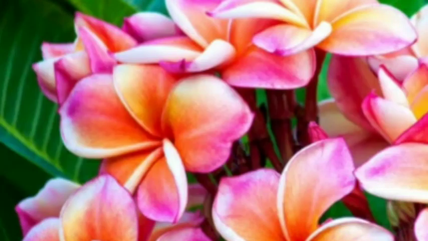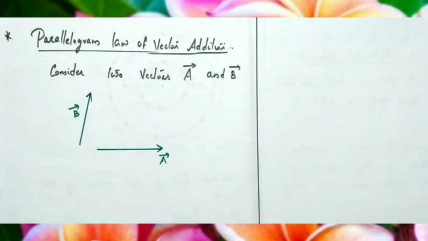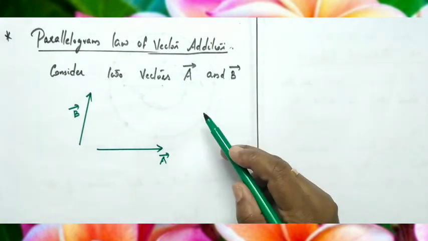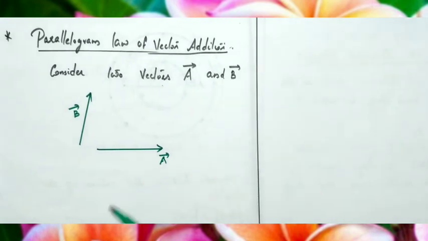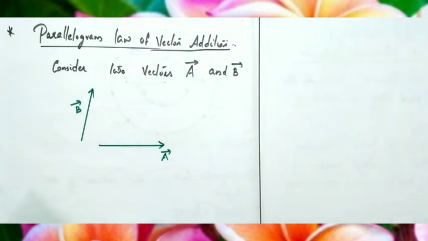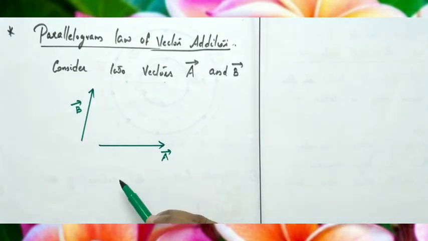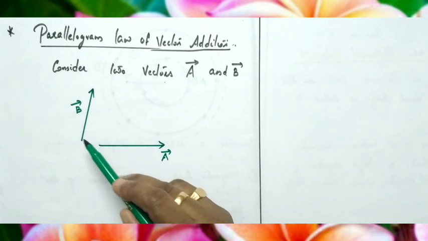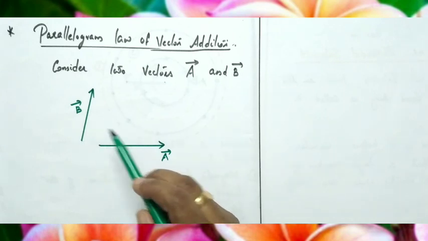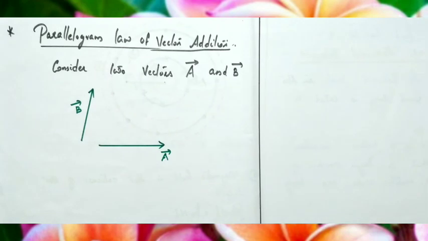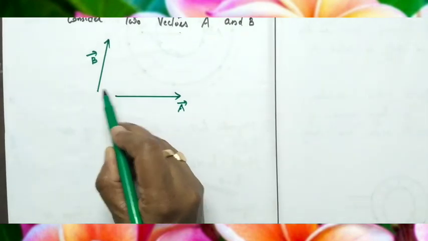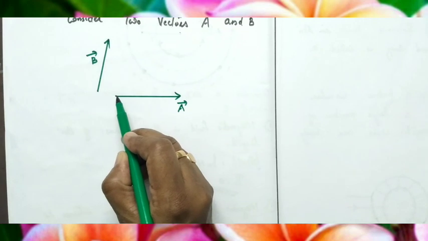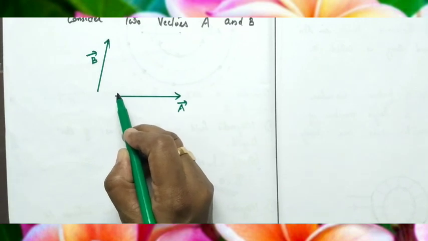The second rule of vector addition is the parallelogram law of vector addition. Here also we can consider two vectors, vector A and vector B. Now in the parallelogram law of vector addition, we can shift any one vector so that both the tails are joining together, or both the heads are joining together. So we can shift like this. We can shift vector B slightly so that its tail touches the tail of vector A. There is no change in magnitude or direction.